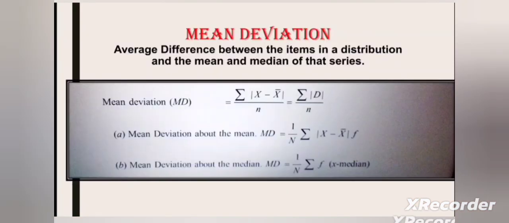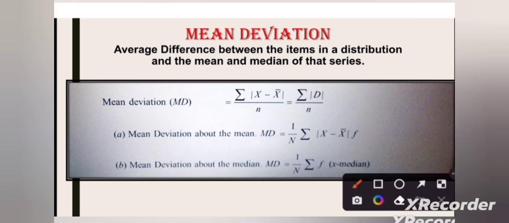Second measure of dispersion is mean deviation, which is also known as average deviation, as it is the average difference between the items in the distribution and the mean or median of that series. For calculating mean deviation of any series, first we have to calculate mean or median. Then we have to calculate the deviation from mean or median, by which we will get D, and divide it by the total number of items.